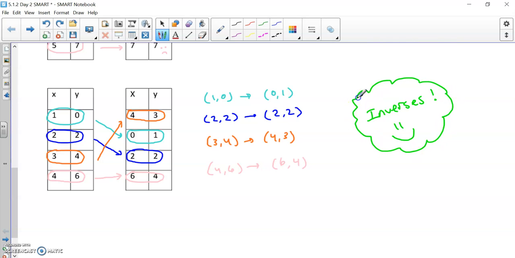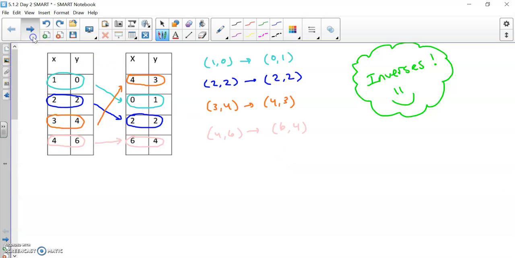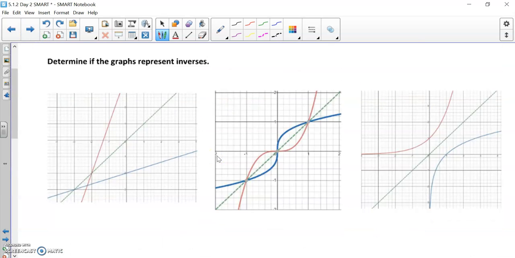All right, so again, you want to make sure that every single pair on the original table is represented in the inverse table as a flipped version. All right, so let's move on and take a look at some graphs.